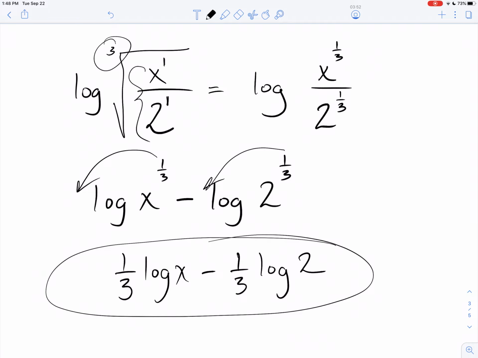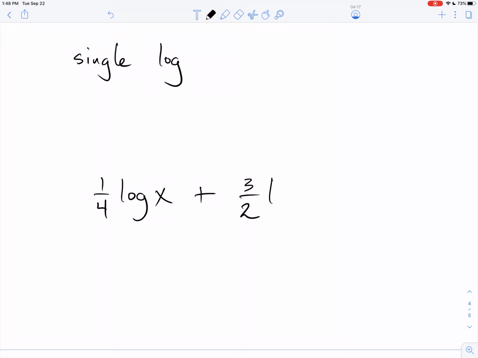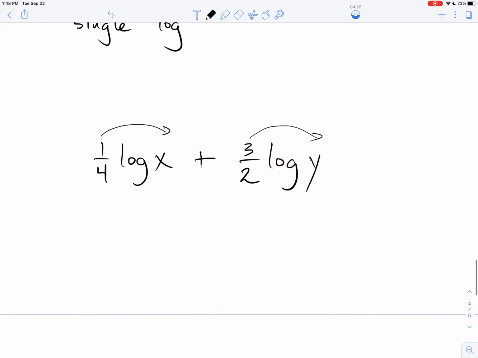So what do you do if they start you off with an expansion? So let's do a little bit of single log work. So we're going to rewrite each of the following as a single log. So what if they gave me something like this? 1/4 log x plus 3/2 log y. Well, my first step would be to bring these back up. I would bring the power back up, and that would then end up looking like this.